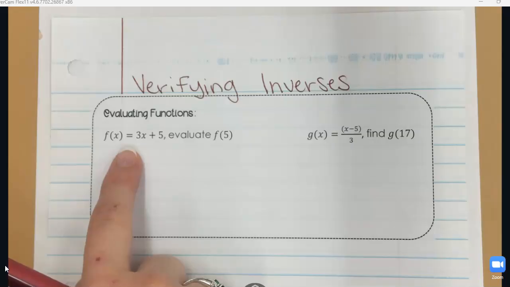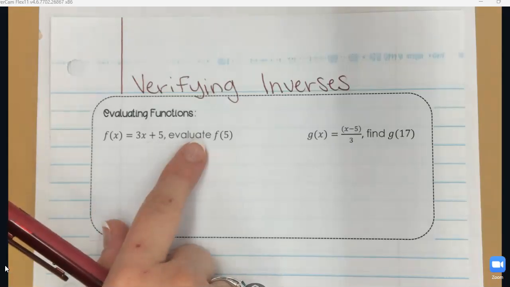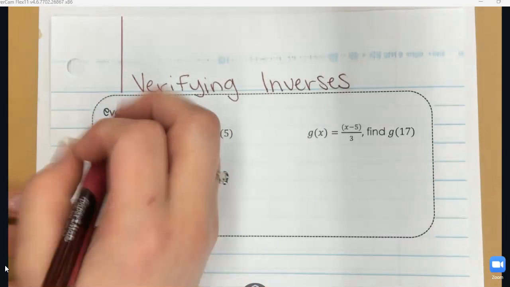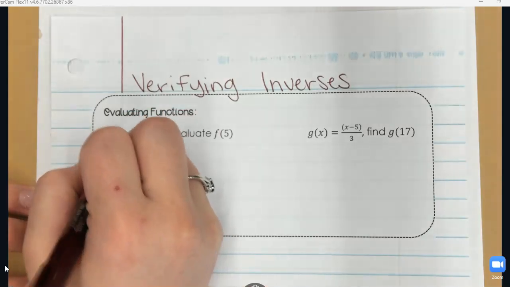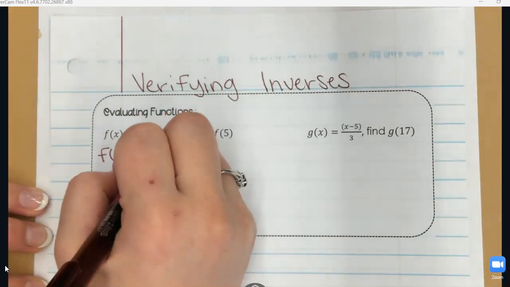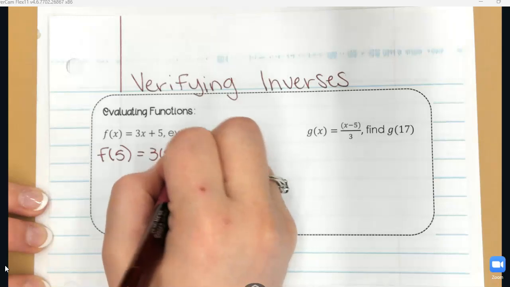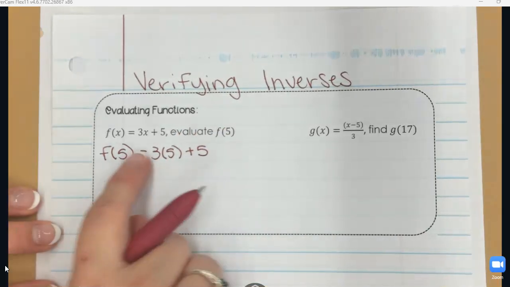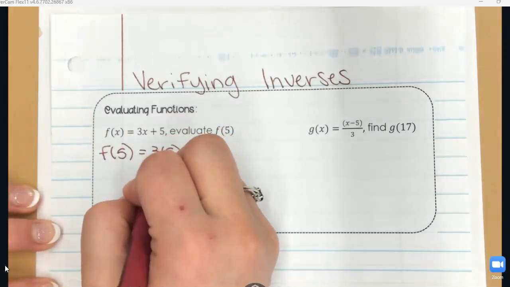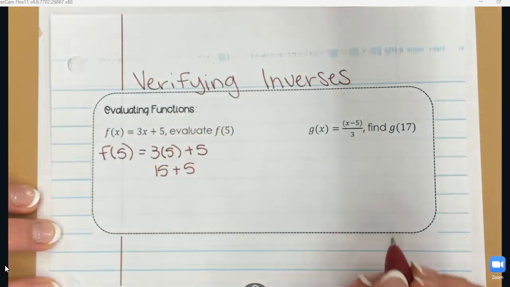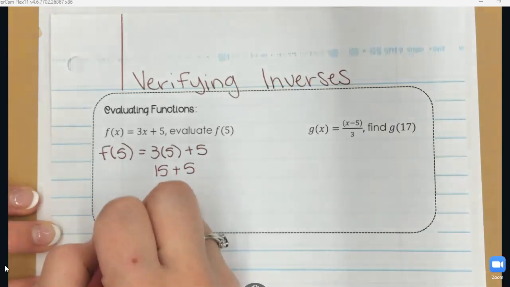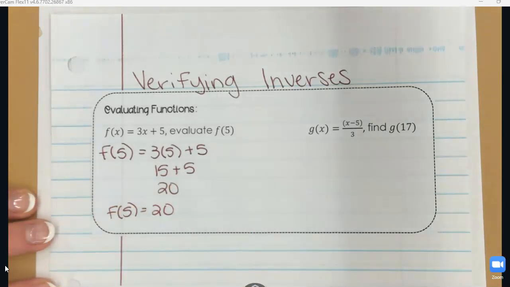So if f of x is equal to 3x plus 5, and you're being asked to evaluate f of 5, that means you are substituting or evaluating when x is 5. So you are going to substitute a 5 everywhere that you have an x, and then use your order of operations to move forward. So first you would do multiplication. 3 times 5 is 15. Then you would add the 5, and finally you get 20.